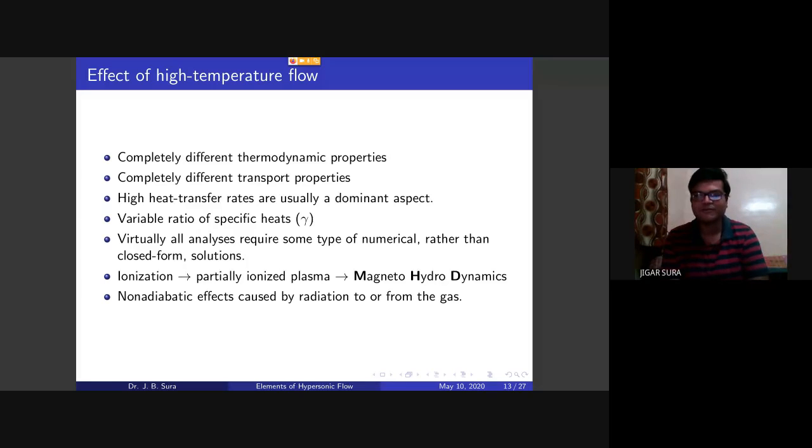Non-adiabatic effects of radiation. When we have very high temperature, radiation becomes a dominant aspect. In fact, for hypersonic flight, sometimes it can reach up to 30% of the total heat transfer. So we say that air has convection, air is the gas, and in the gas convection happens. Radiation is very low on the ground, but at very high temperature, that radiation has to be considered, and it changes the entire flow field.